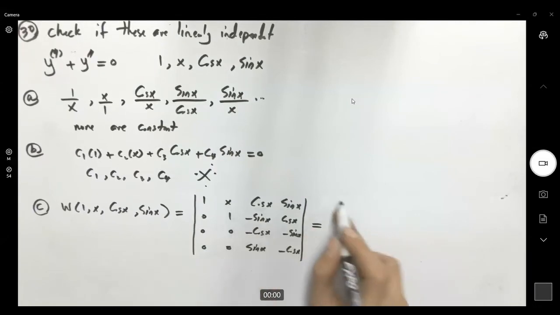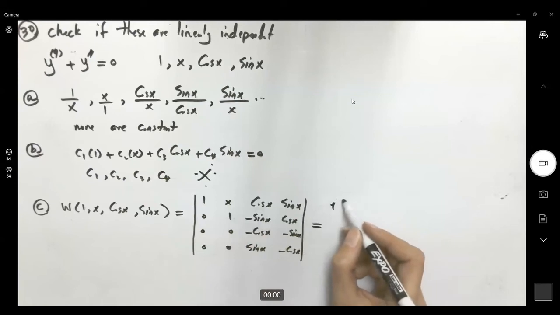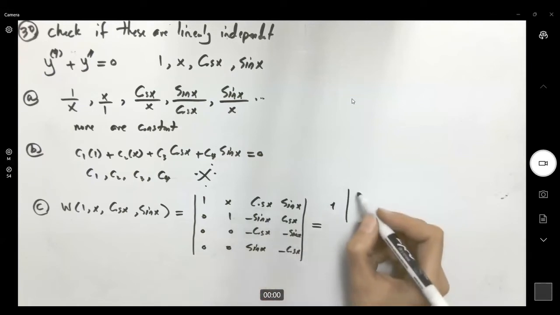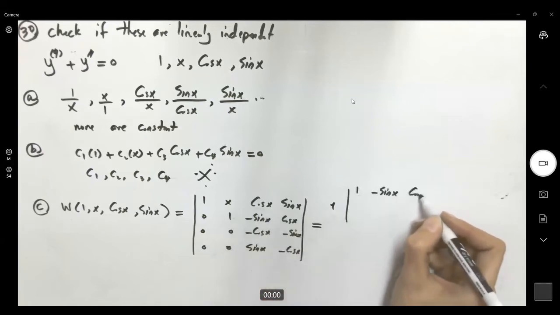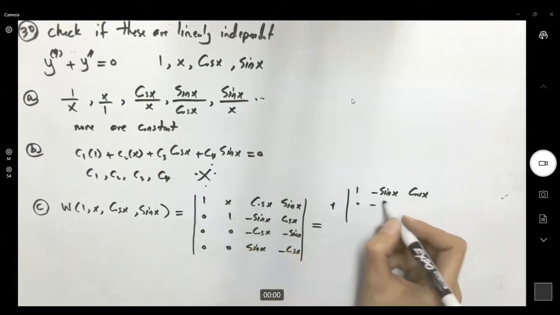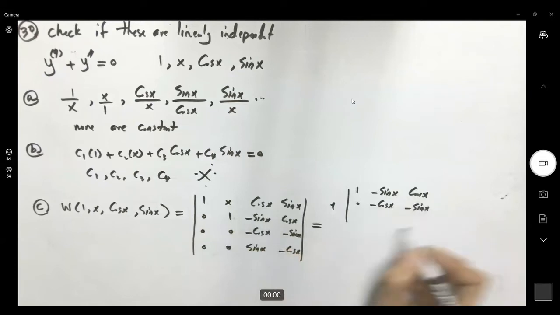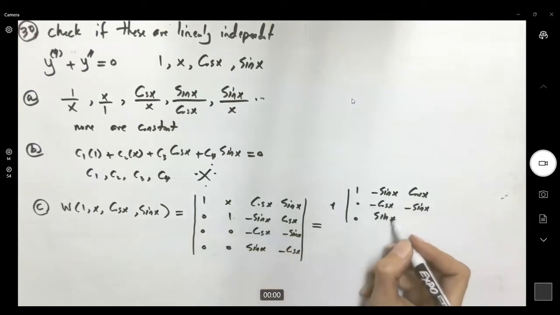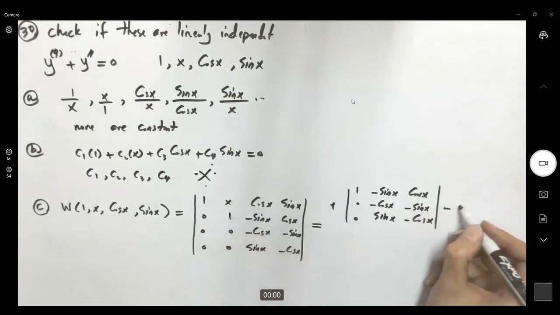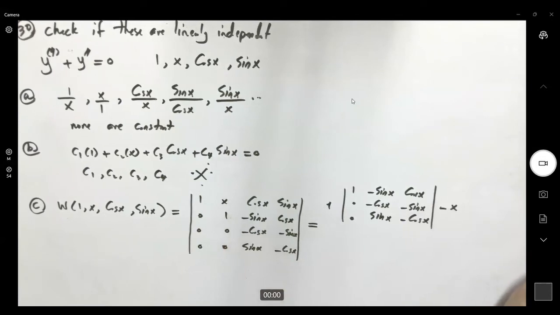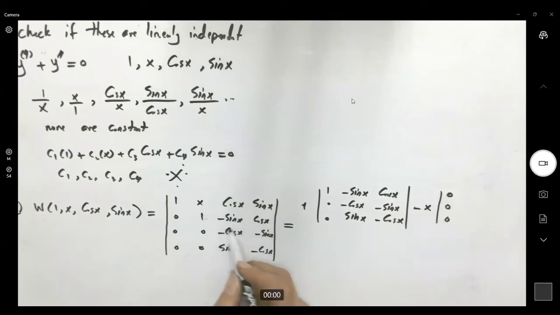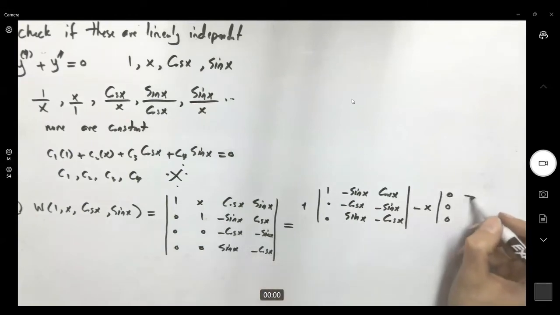So here you have 1 times the determinant of the matrix with rows 1, negative sine x, cosine x; 0, negative cosine x, negative sine x; and 0, sine x, minus cosine x. Minus x times the determinant of 0, 0, 0; negative sine, negative cosine, sine.